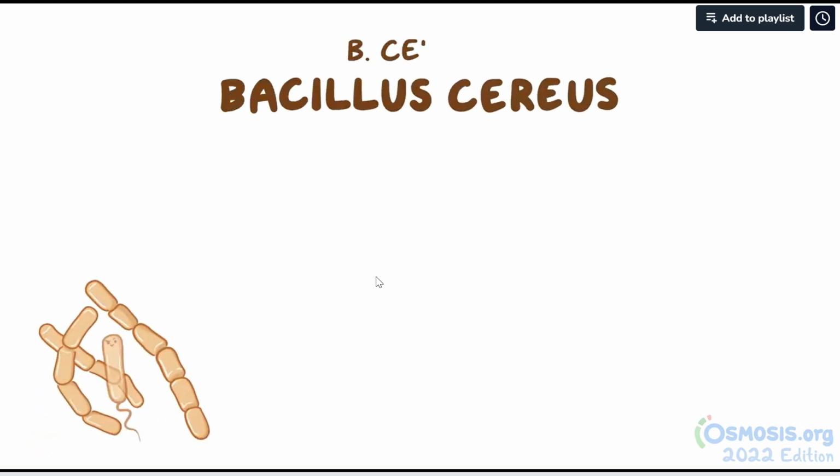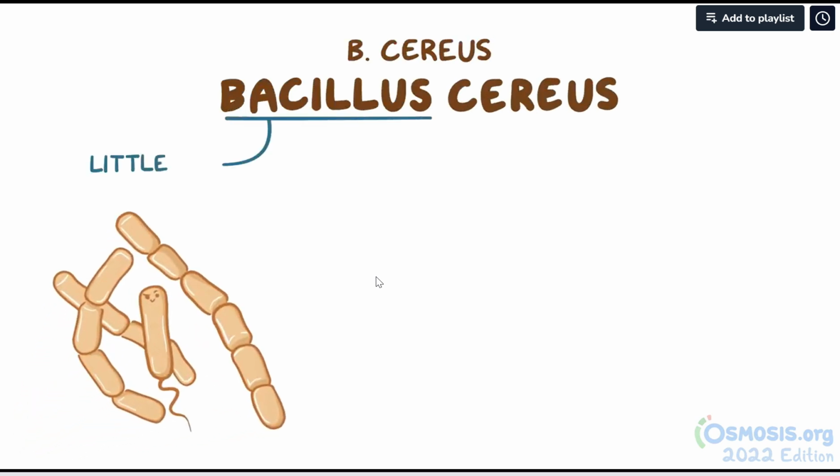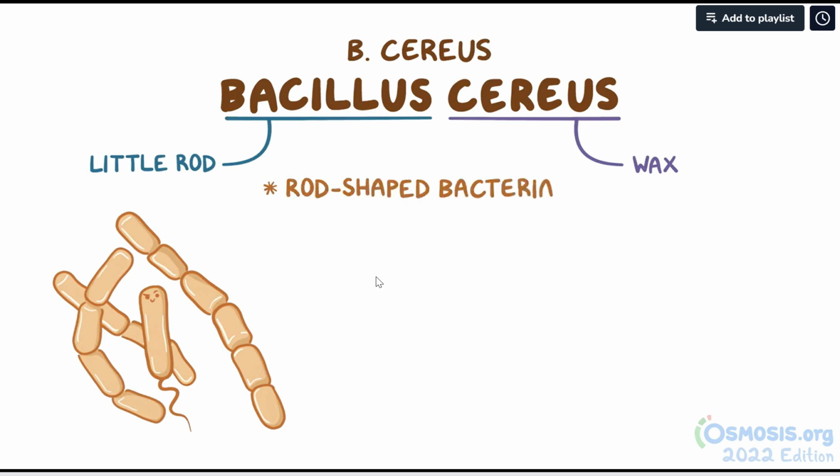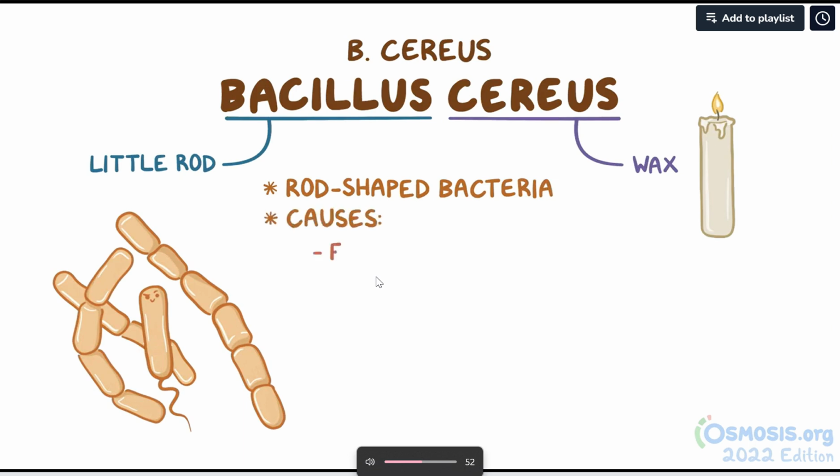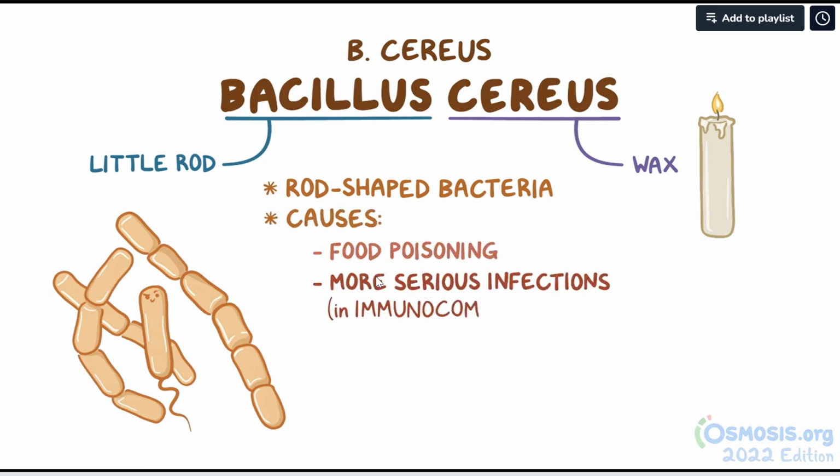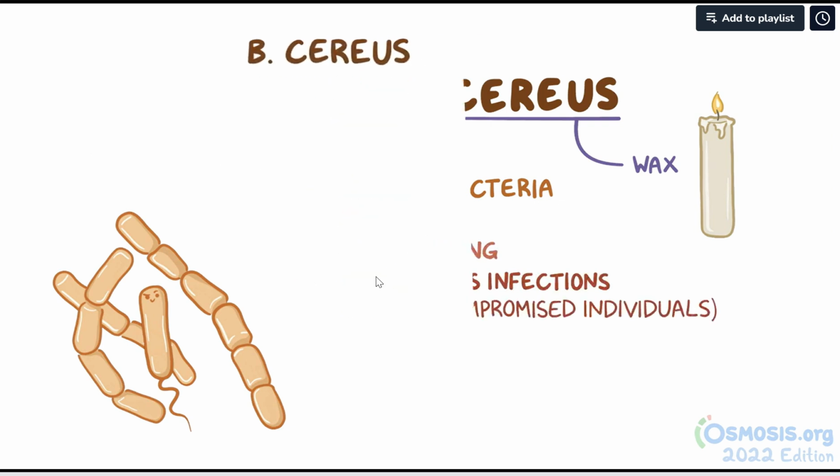Cereus, or just B. cereus. Bacillus means little rod, and cereus means wax. So Bacillus cereus refers to a rod-shaped bacteria that looks like a wax candle. Most often, this bacteria causes food poisoning, but it can also cause more serious infections, mainly in immunocompromised individuals.